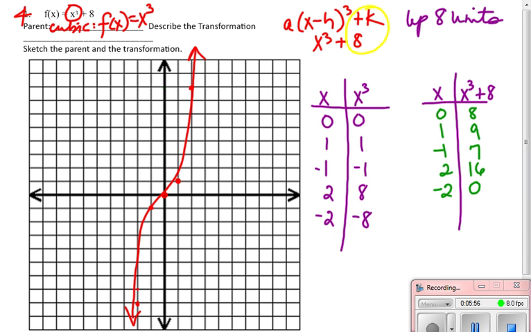At 0, I'm now at 8. At 1, I'm at 9. At minus 1, I'm at 7. At 2, I'm off the charts. And at negative 2, I'm at 0. And so we begin to see that swoop take place, but all of my points are up 8 units.